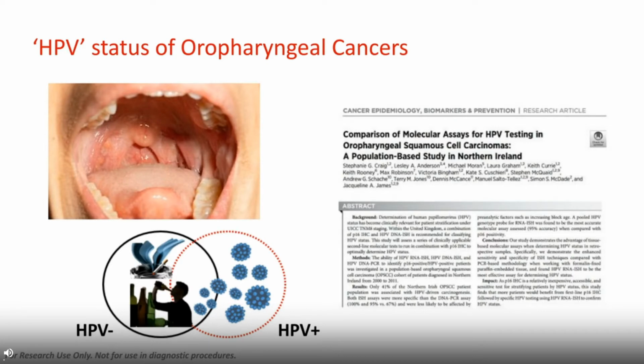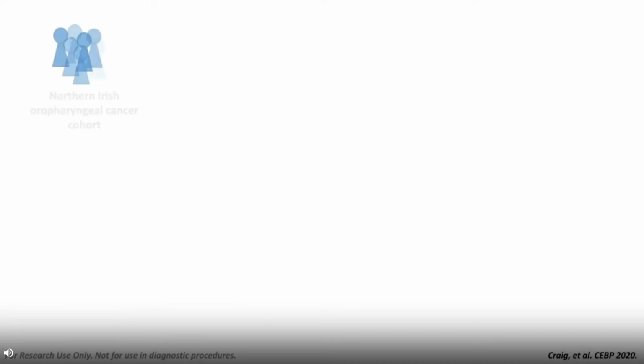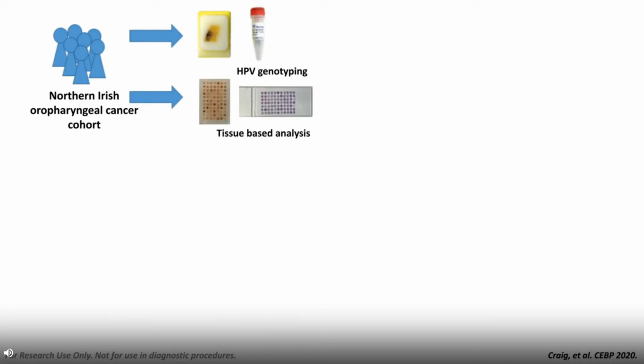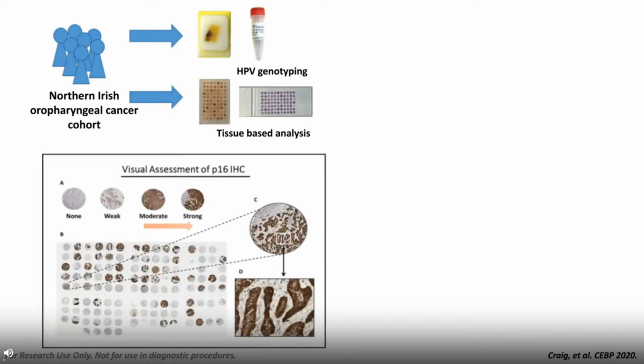Using an epidemiological oropharyngeal cohort from Northern Ireland, we took patient samples and sent them for HPV genotyping to a reference lab within the UK, and also created tissue microarrays in order to do tissue-based analysis using protein-based, DNA and RNA-based tests. We ran the P16 through a reference lab and assessed it based on the Western criteria, where moderate or strong staining of greater than 70% of the tissue was considered a P16 positive case, and therefore likely to be HPV related.